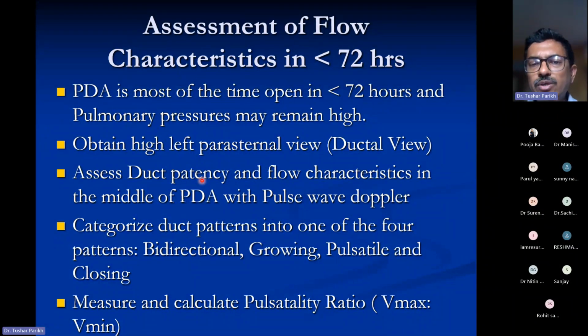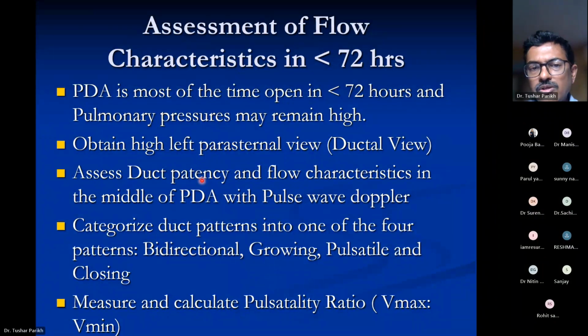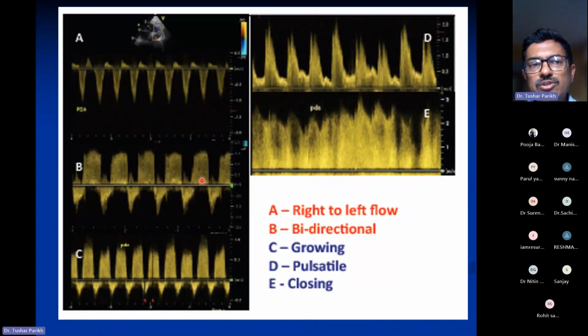So in the first 72 hours, the ductal assessment depends upon the flow pattern in the duct. These are the 5 patterns actually, but these are the common ones. One is pure right to left shunt, where the pulmonary pressures are high and blood is only flowing from the main pulmonary artery into the descending aorta. This is abnormal; normally you will never see this. If you see this pattern, it means the child has underlying cyanotic heart disease unless proven otherwise.